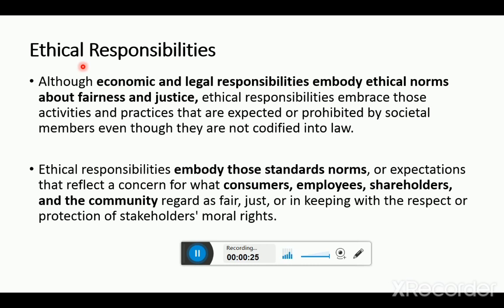Now, how your organization follows the responsibility is simply known as ethical responsibility. Now, what does it say? Also, economic and legal responsibilities embody ethical norms about fairness and justice. Ethical responsibilities embrace those activities and practices that are expected or prohibited by societal members, even though they are not codified into the law. Ethical responsibilities are beyond the law.